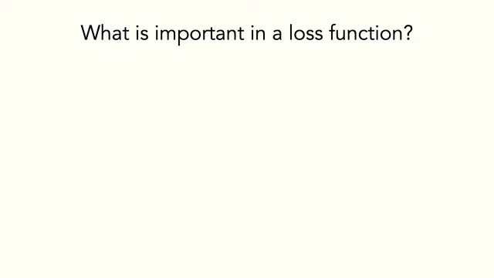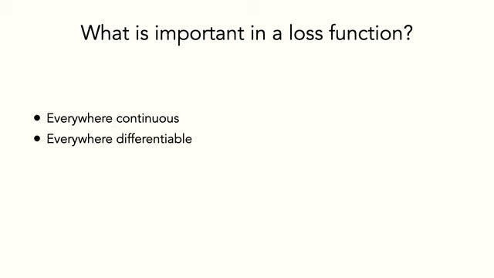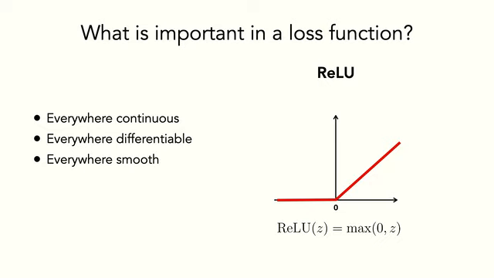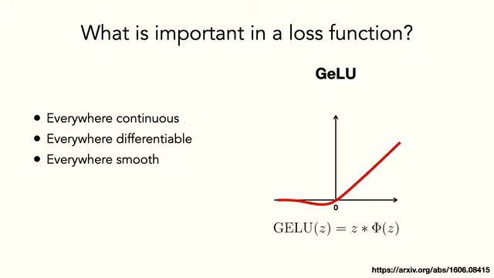So what then is important in a loss function? A few things that are consistently showing up. One, though this is of course not required, everywhere continuous. Another one, everywhere differentiable. And the third one would be everywhere smooth. One of the most commonly used nonlinearities is ReLU, and this is everywhere continuous, almost everywhere differentiable, but it's not everywhere smooth, right?